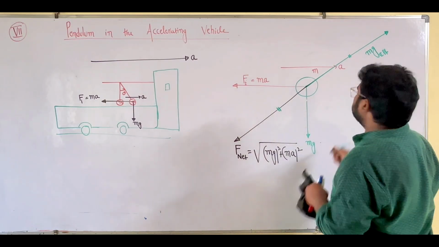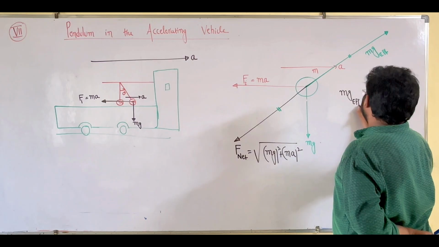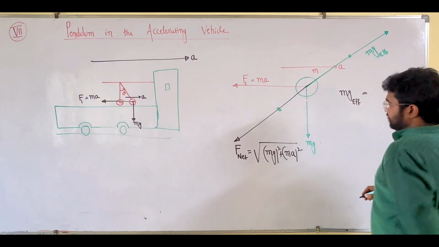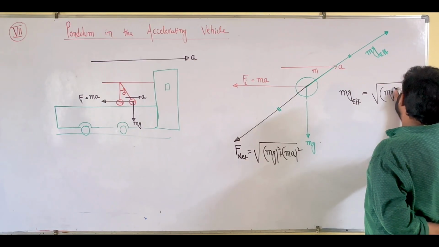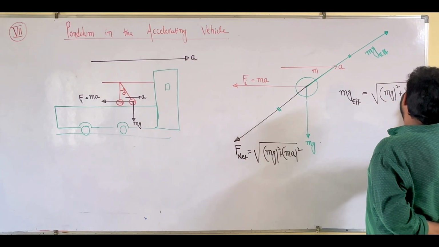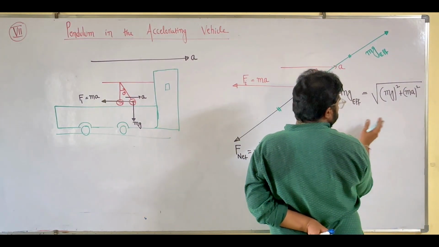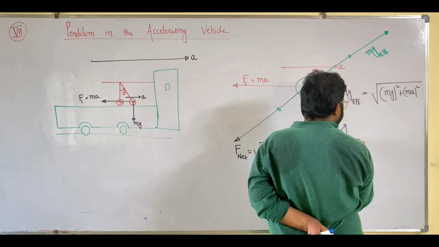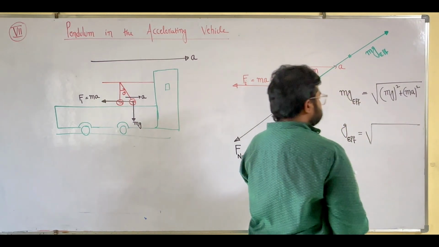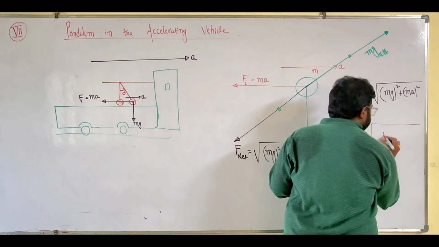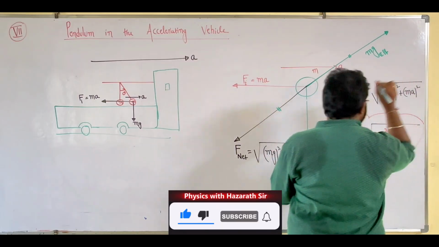Mg effective equals how much? F net, square root of mg square plus ma square. Taking m square out, G effective can be written as square root of G square plus a square.